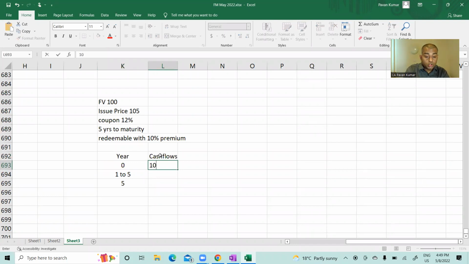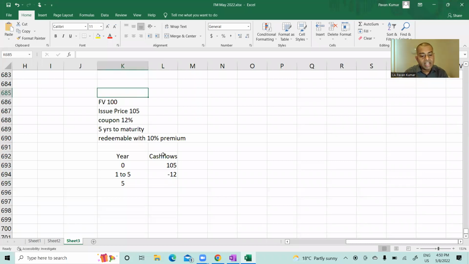What is the cash flow here? If you issue this, you will get 105 rupees. From the first year to the fifth year, how much do you need to pay? 12 rupees. Correct. 12% coupon rate on 100 face value means 12 rupees you need to pay. But on this 12 rupees you get the tax benefit. If a tax rate is given, you take 12 into 1 minus tax rate. If there is no tax rate, you take full interest. That is how we calculate KD. I'm not complicating the question, so I'm writing 12.